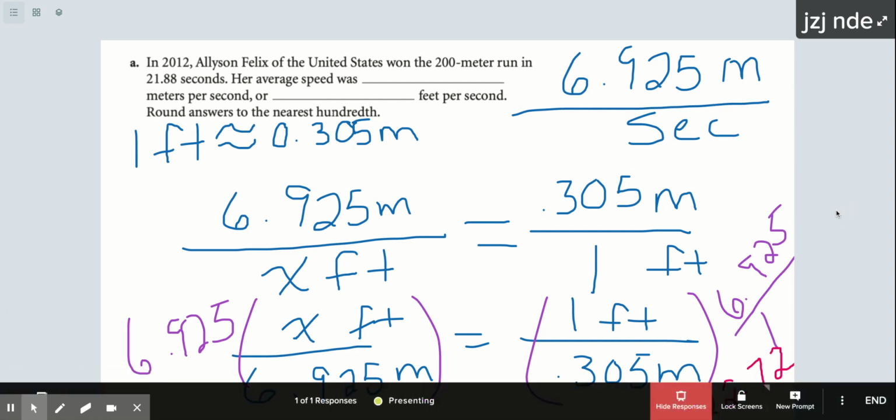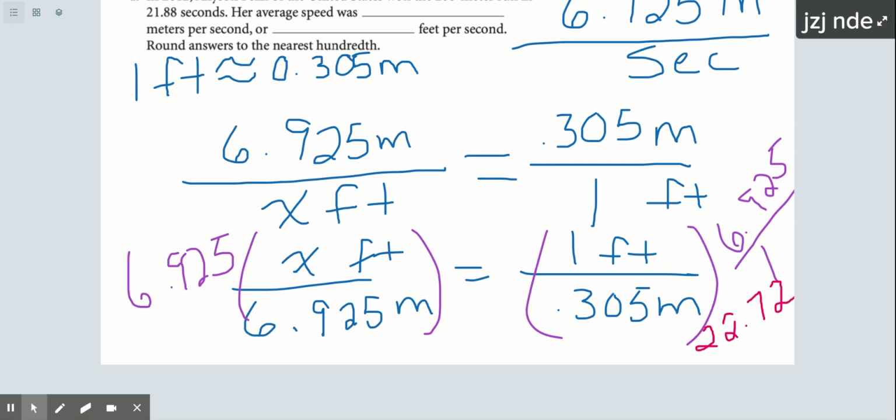So I realized when I was going through this that the answer said to round it to the nearest hundredth. So I should have gone back and made this one 6.93. So that's what I used when I was calculating my red answer there. When I did 6.93 divided by 0.305, I got 22.72 feet per second. Okay, so that would be my feet per second that I figured out, because I've now calculated that 6.93 meters is the same as 22.72 feet. So that gives me my feet per second answer.